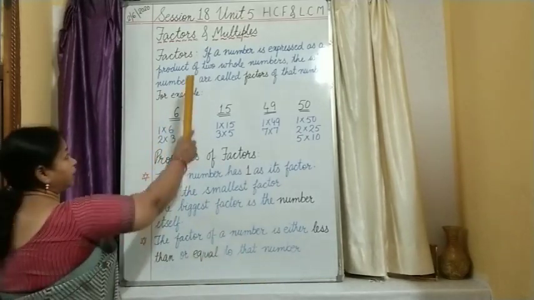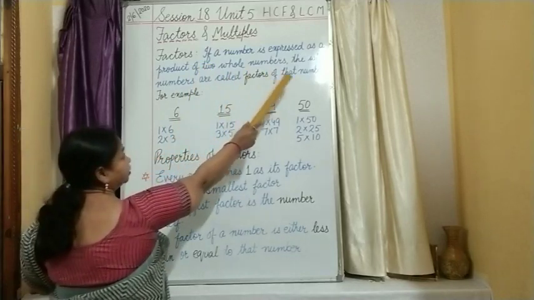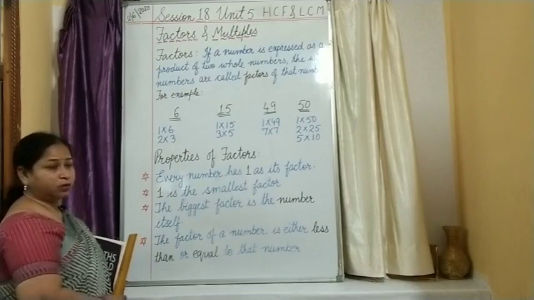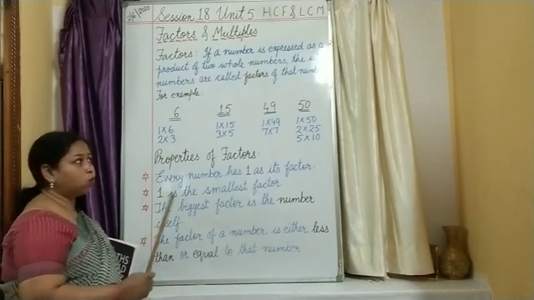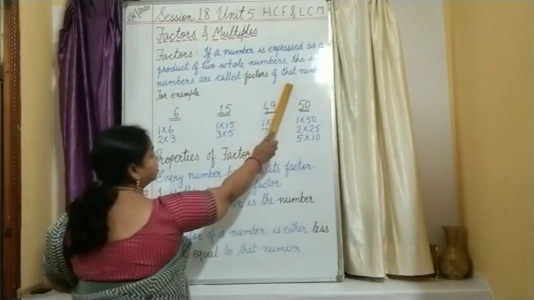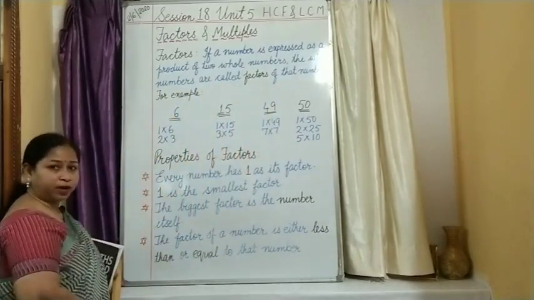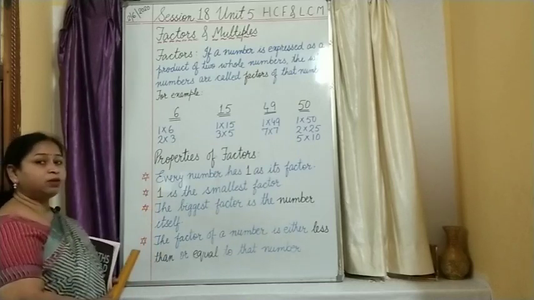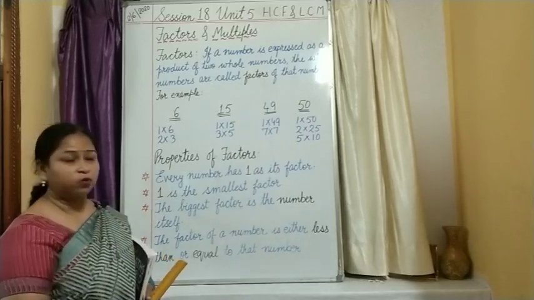Factors: if a number is expressed as a product of two whole numbers, children, the whole numbers are called factors of that number. Understood? Let us take some example and it will make it more clear.